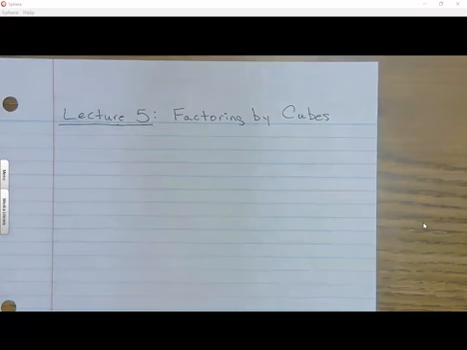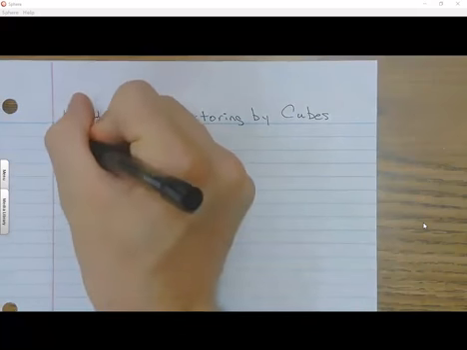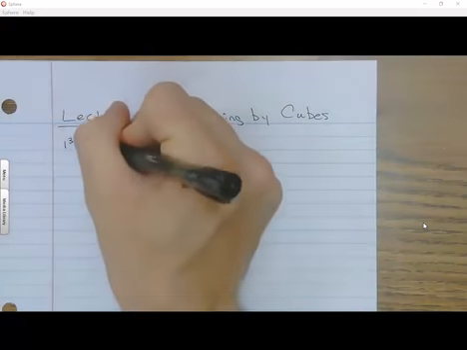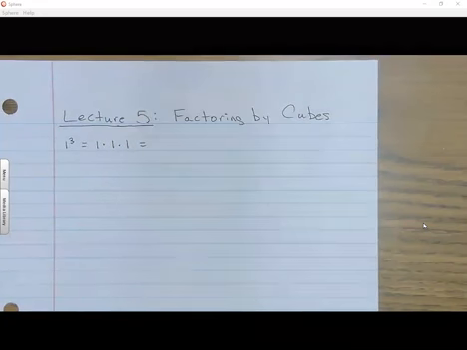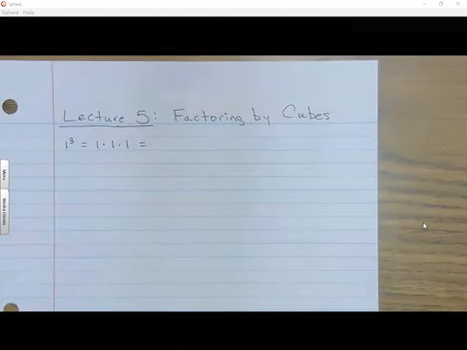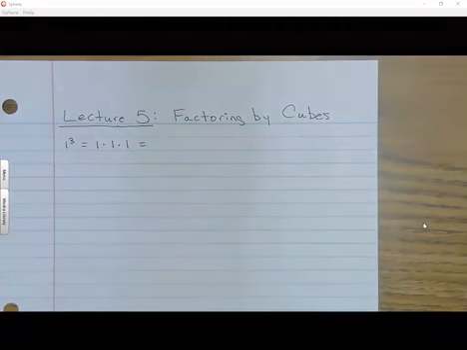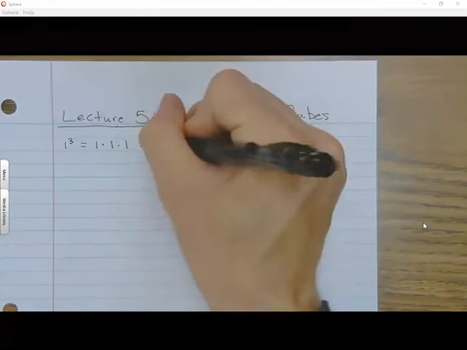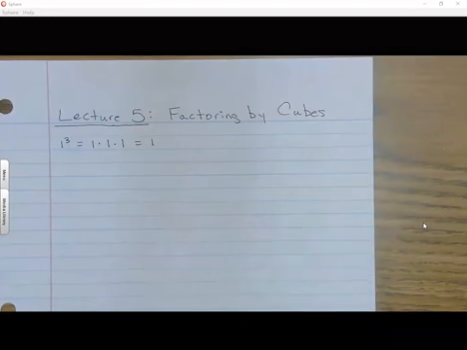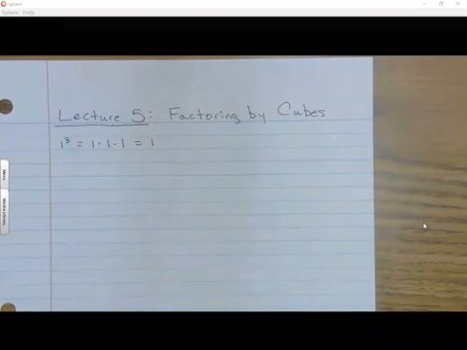Let's start off with the first one. 1 cubed. That's the same thing as 1 times 1 times 1, right? All I'm doing is I'm taking a number and I'm multiplying it by itself 3 times. Okay? So what's 1 times 1 times 1? That's going to be 1, right? So 1 is the first perfect cube we're going to look at.